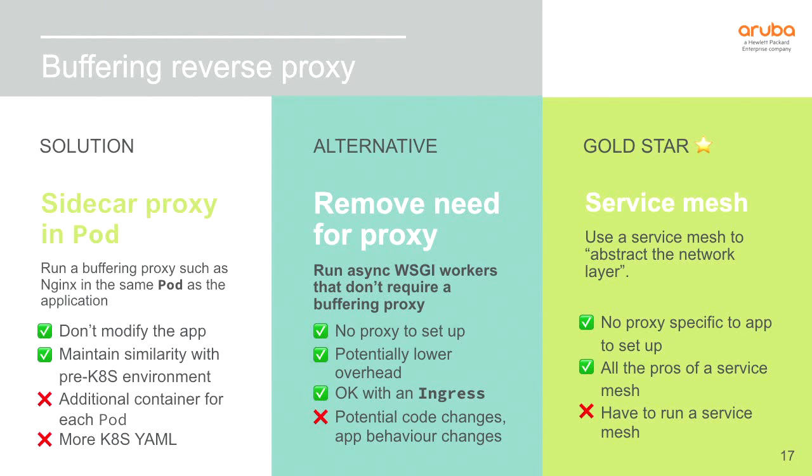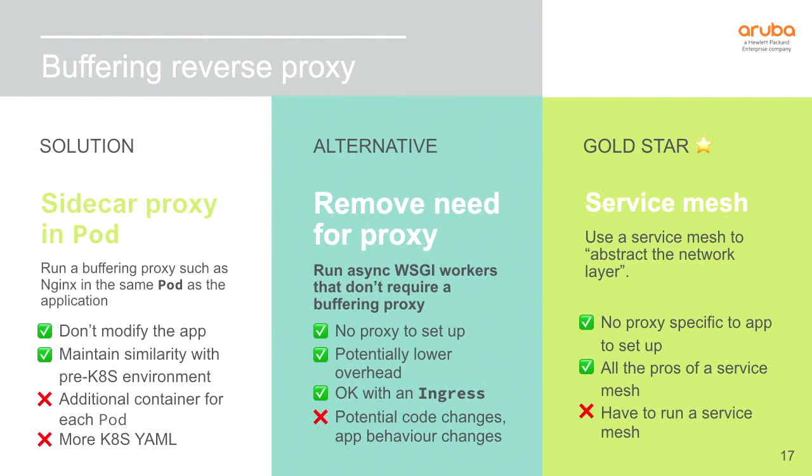And this is sort of OK if you're using an ingress in Kubernetes, which may mean that you already have kind of a front-end load balancer that is buffering incoming requests. But when you do switch to an async worker, often there are code changes required in your app. And I would recommend doing a load test if you're going to do this.